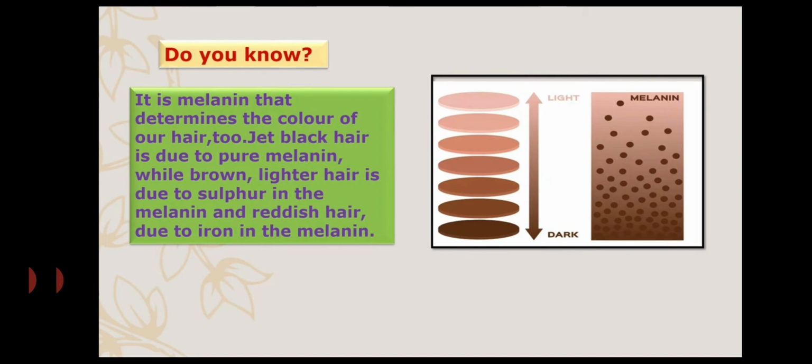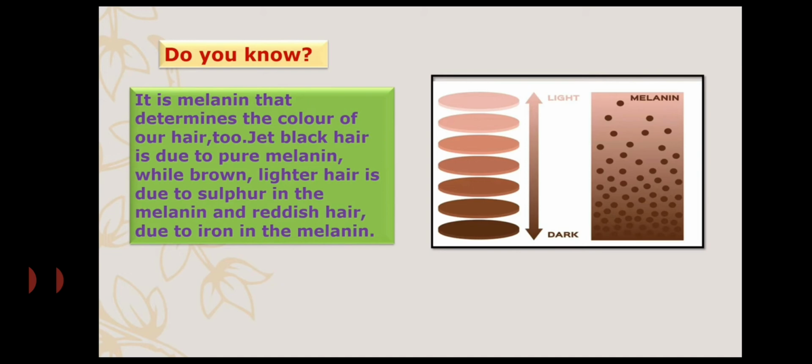So children, next one is, do you know? Here it is melanin that determines the color of our hair too. Jet black hair is due to pure melanin. White, brown, lighter hair is due to sulfur in the melanin, and reddish hair is due to iron in the melanin.